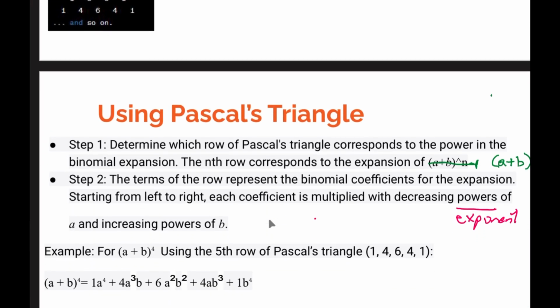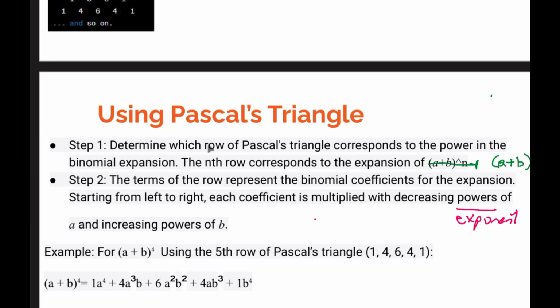We follow these steps. The first step is to determine which row of Pascal's triangle corresponds to the power. So the first row would be to the power 0, and so on, right? Or if you look at what I did, the first row is level 0, so that corresponds to the exponent 0, and then coming down, finding out what the expansion is.